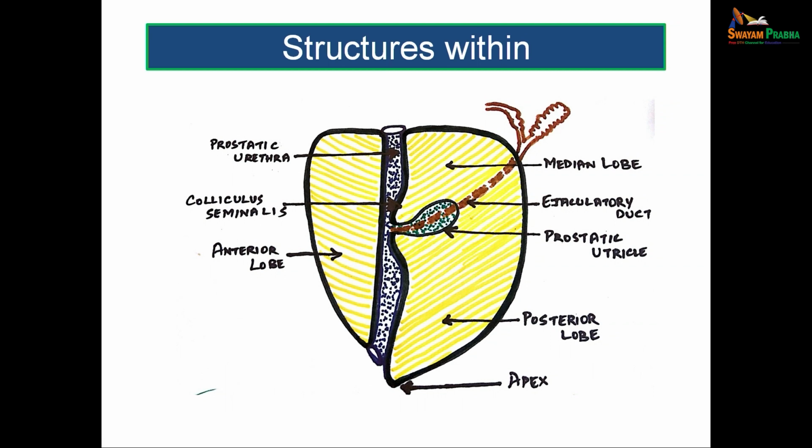The ejaculatory ducts pass obliquely downwards from the posterior surface to the prostatic urethra. They are formed by the union of the vas deferens and the seminal vesicle. These two join together to form the ejaculatory ducts, which enter the prostate and open into the prostatic urethra. So, these are the three structures present within the prostate. To repeat, the prostatic urethra, the prostatic utricle and a pair of ejaculatory ducts.